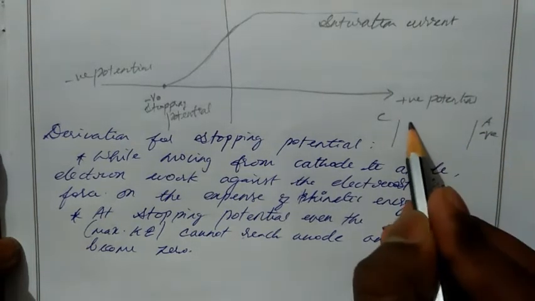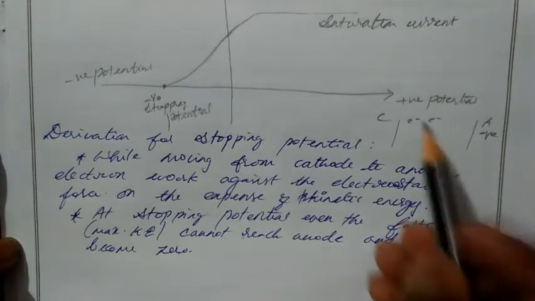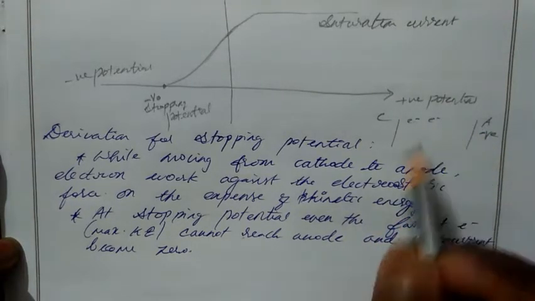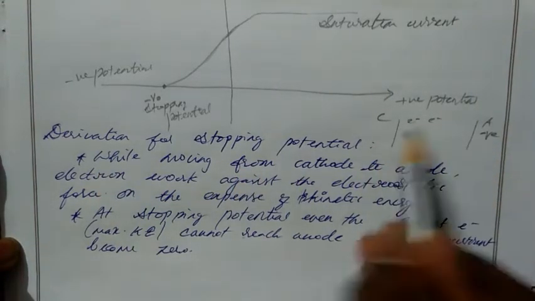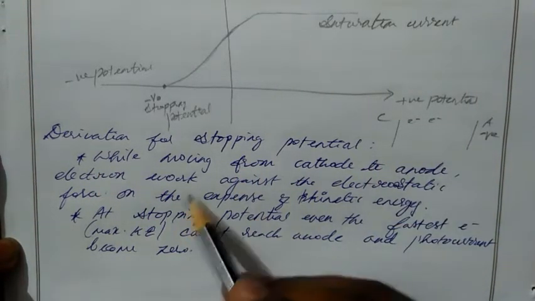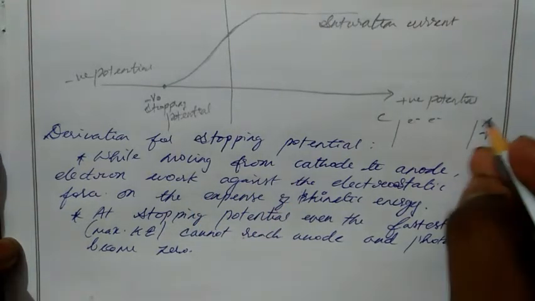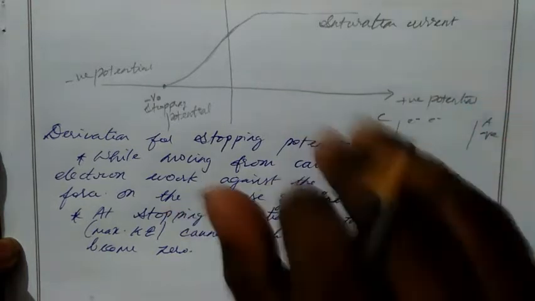So now the electron coming towards the anode cannot reach it because of the repulsion force. Same charges repel. Here the electron has negative charge, and here we have a negative plate, so both negatives will repel. So while moving from cathode to anode, the electron works against the electrostatic force. Here, what is the electrostatic force? The electrostatic force will pull the electrons away.